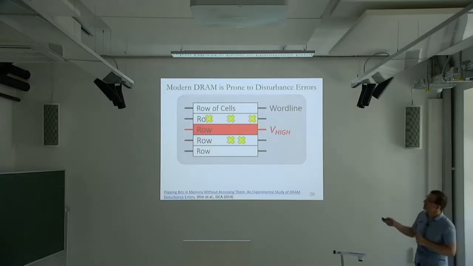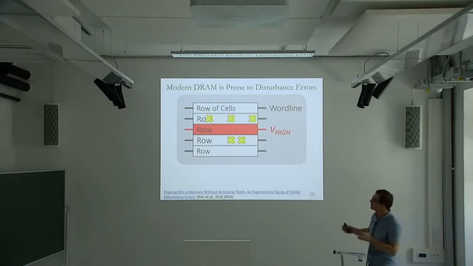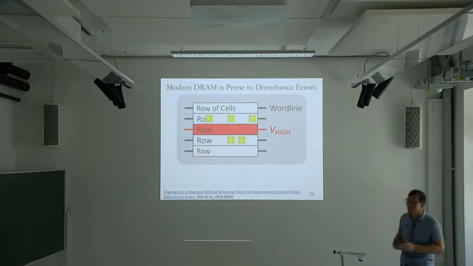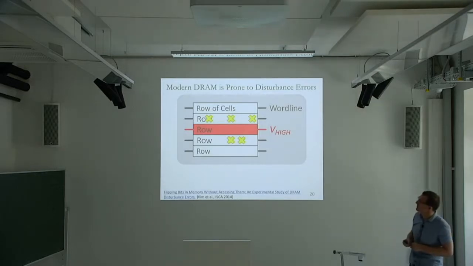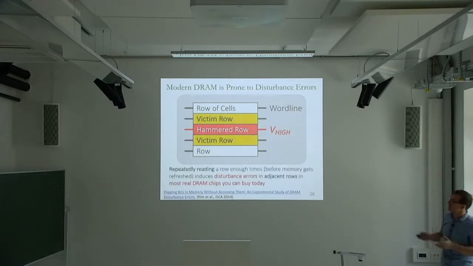It turns out in most modern memory chips, vulnerable bits in physically adjacent rows flip from 1 to 0 or 0 to 1, depending on the encoding. Basically, they lose charge. They lose enough charge that you cannot recover the data in those vulnerable cells. And we call this the hammer row. We call these the victim rows. And we showed that in most real DRAM chips you can buy today, this effect exists. We're going to talk about the reasons for it.